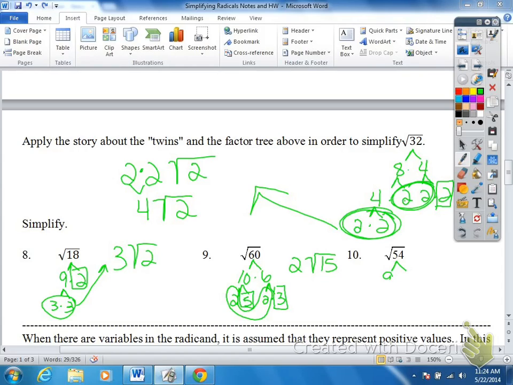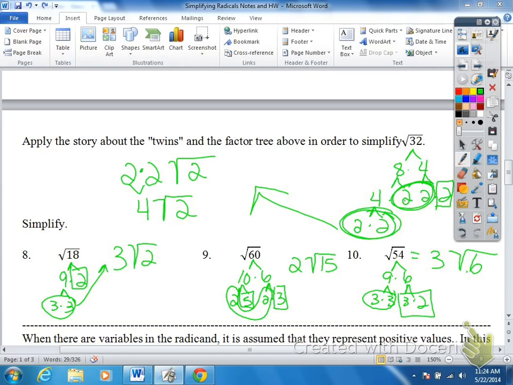Okay, 9 times 6 gives us 54. 3 times 3 is 9. 3 times 2 is 6. Remember, if we're looking for twins, we can only use 2 of those. So I have to only take 2 of these 3's. It doesn't matter which ones I take. So there's your 3. Goes to the outside. And I have a 3 and a 2 both left over to go back inside. So I multiply those together. And I get 6 for the inside of the square root.